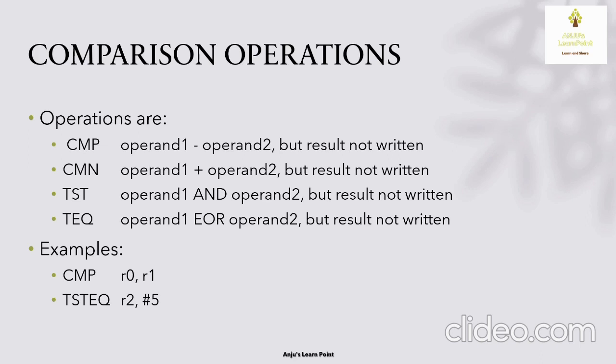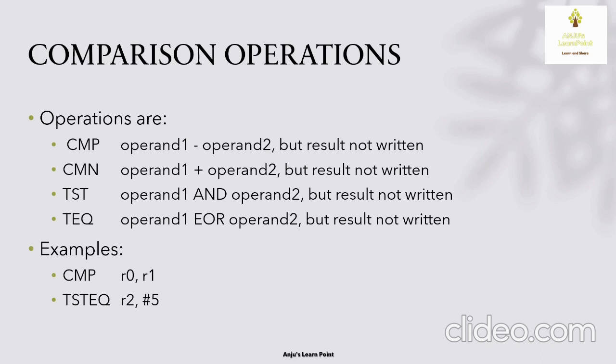Another variant is CMN, where operand 1 is added with operand 2 and the result is not written. Another variant is TST, where operand 1, or the contents in the first register, is ANDed with the contents in the second register and the result is not written into any of the registers. Similar operation is TEQ, where operand 1 is XORed with the contents of the second register and the result is not written.